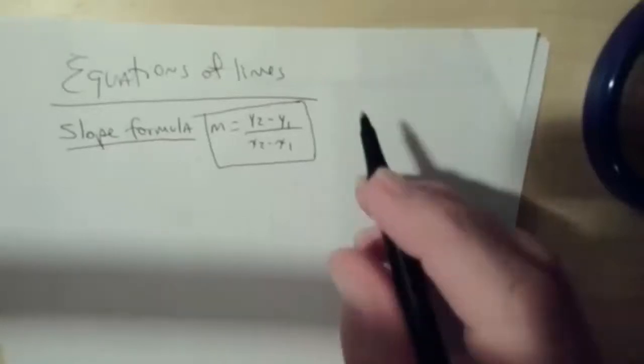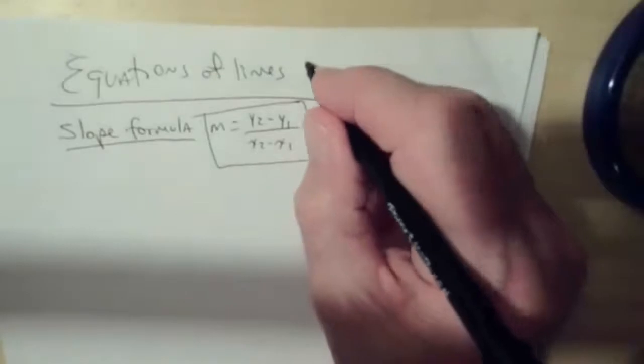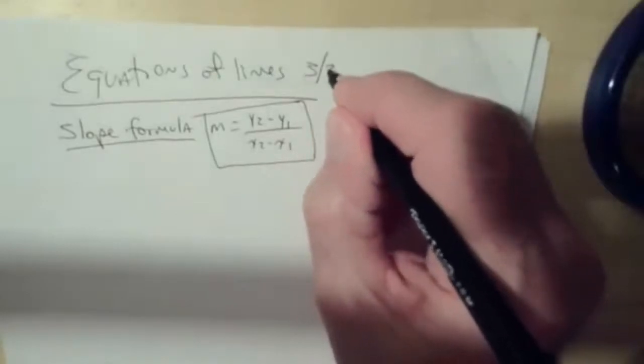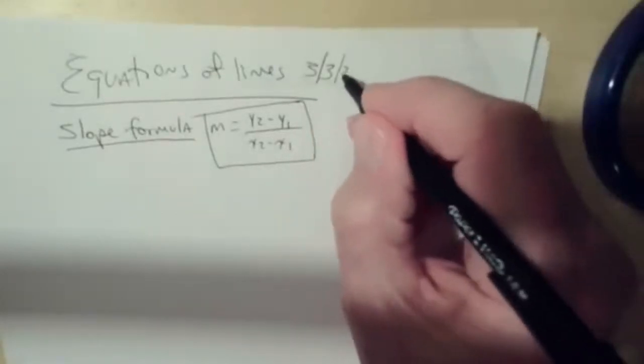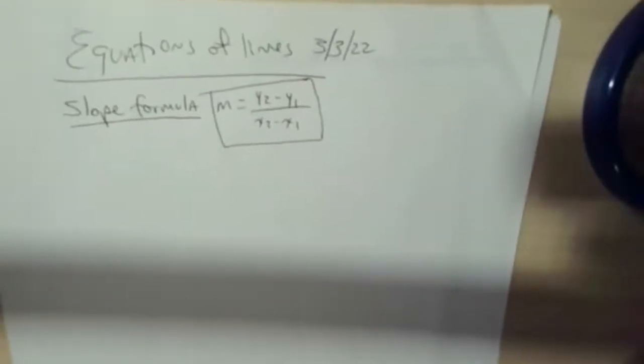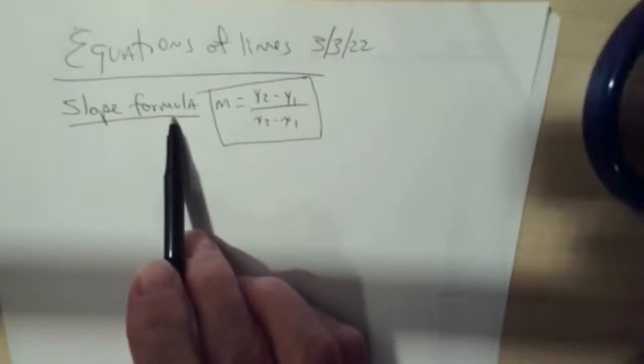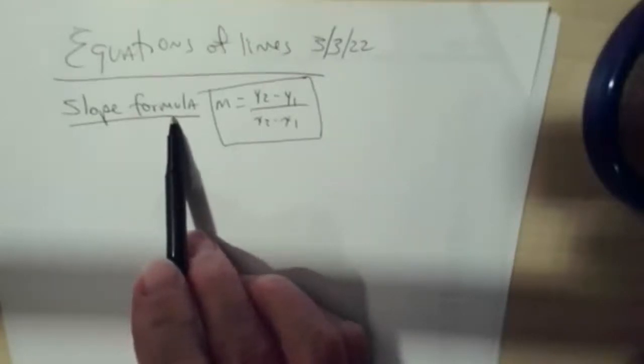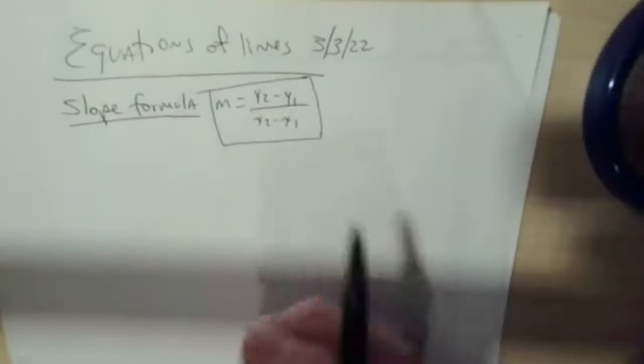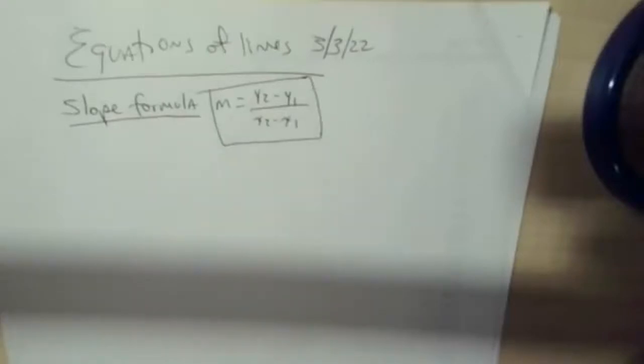This is from our class meeting Thursday, March the 3rd. And this one's about equations of lines. First of all, the slope formula. If you're given 2 points, the one thing we can calculate from those 2 points is slope.